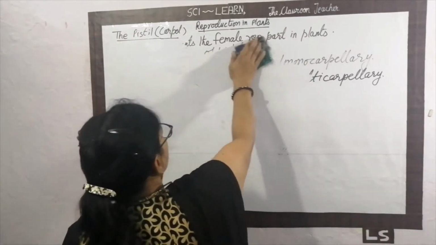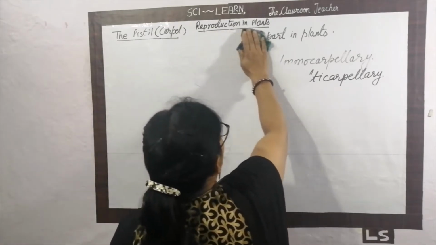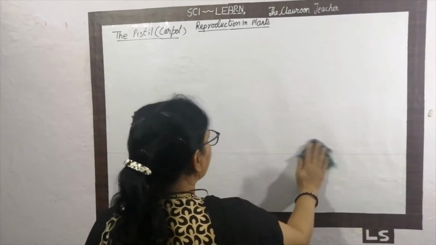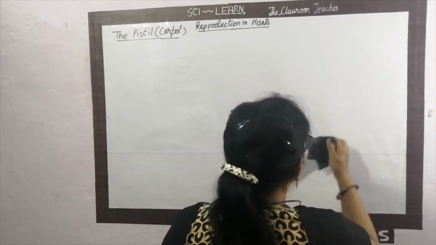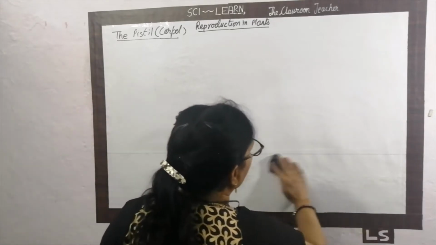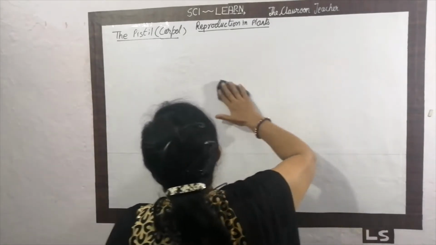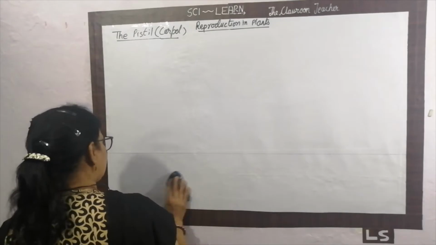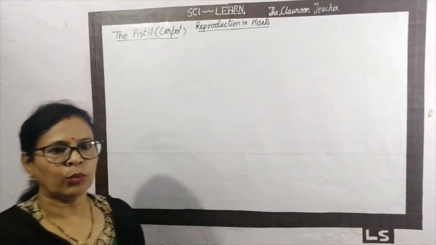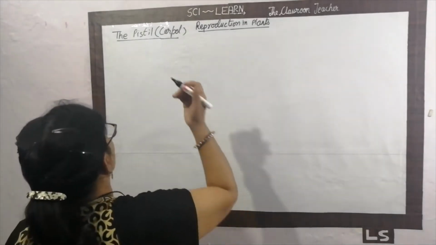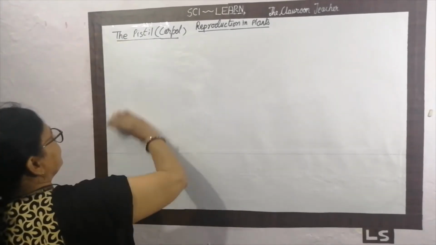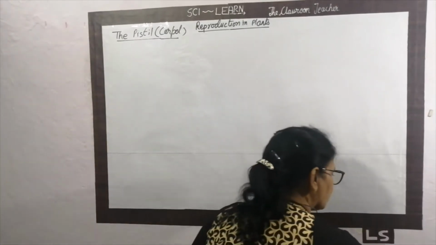This is not a very new topic, because in your previous class, in 10th class, you studied a little bit about reproduction in plants as well as in animals. In that class, you studied the arrangement of the pistil. The pistil is actually composed of three main parts. What are those three main parts? So we are going towards the structure of the pistil.